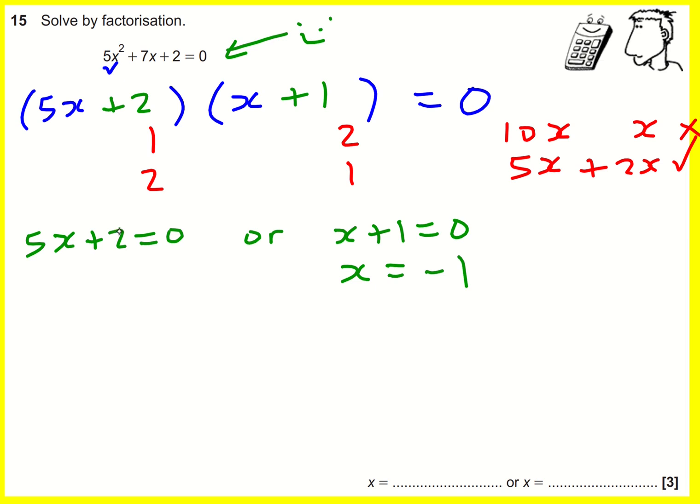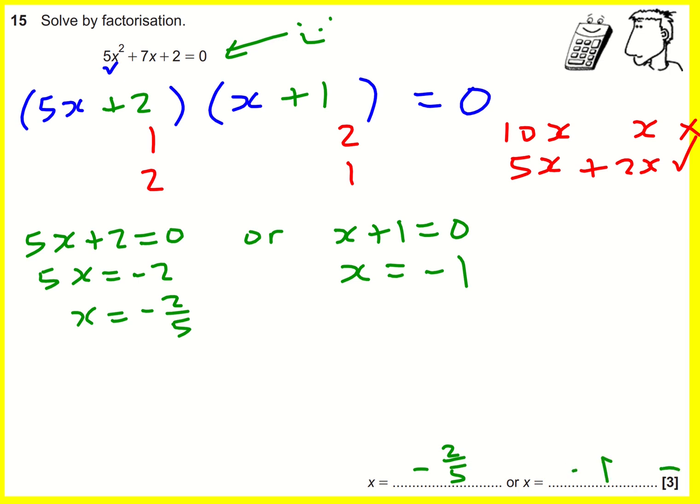Okay, here I've got a bit more to do. I'm going to get 5x equals minus 2, and then x equals minus 2 over 5. So basically I flipped it round and then divided through by 5. That is a quick way of doing it, but it is important to understand the process as well. And that is going to be the answer.